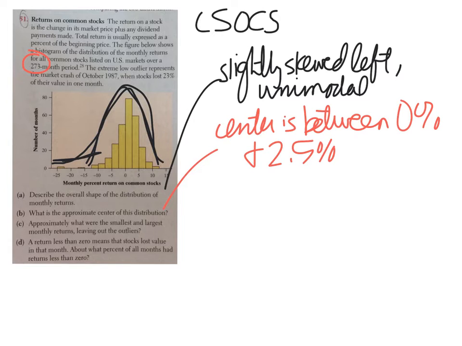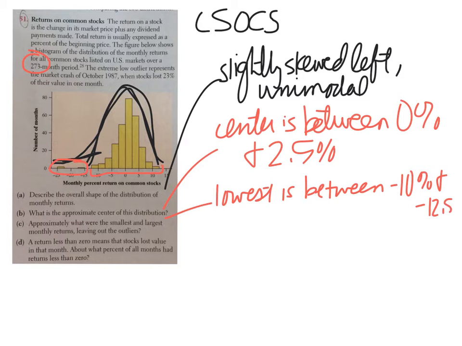So honestly, I think that these two over here, we don't know for sure, but I think that they're probably outliers. If I'm looking at the bulk of the data here, the lowest one, I don't have an actual number. I have to say what it's between. So the lowest is between negative 10% and negative 12.5%. And then the highest is between 10 and 12.5%.